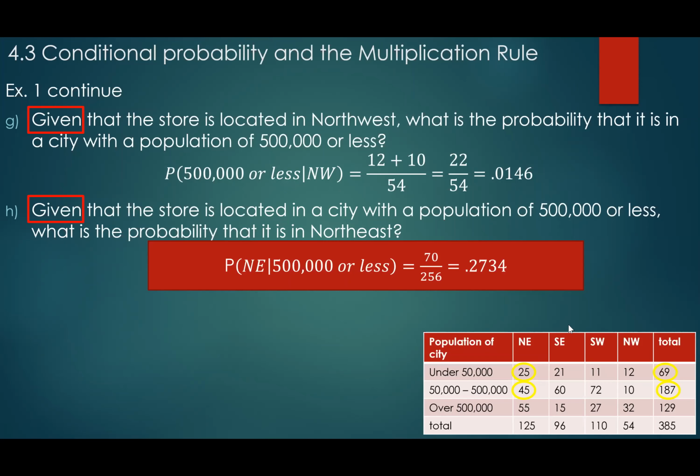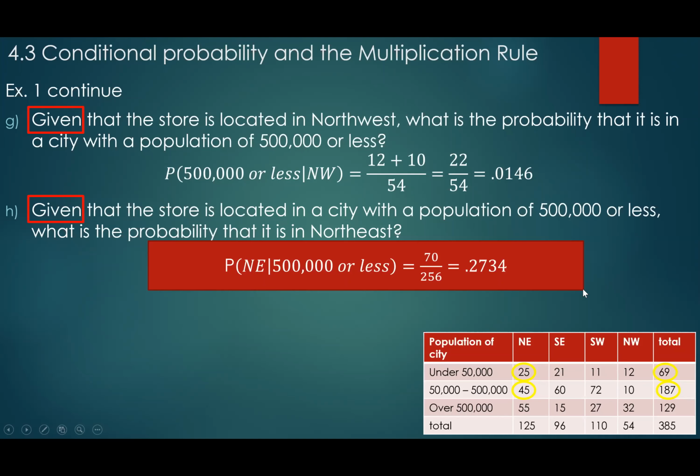Because they have two items with 500,000 or less, we have to use both. They say 500,000 or below. So that's why we have to use the 187 and also the 69. We cannot just use 187 by itself.